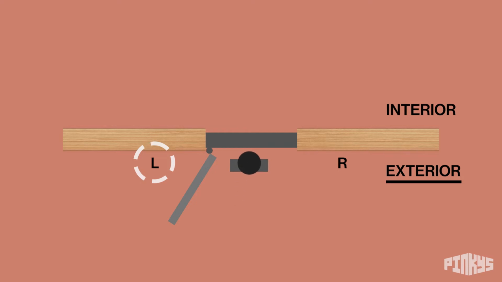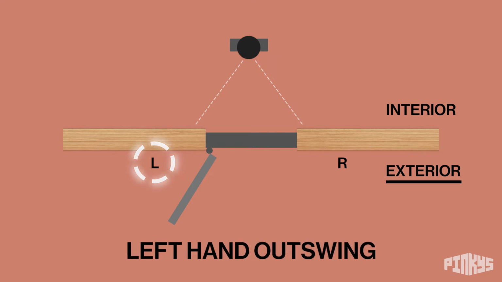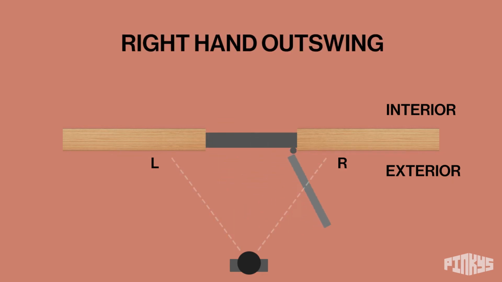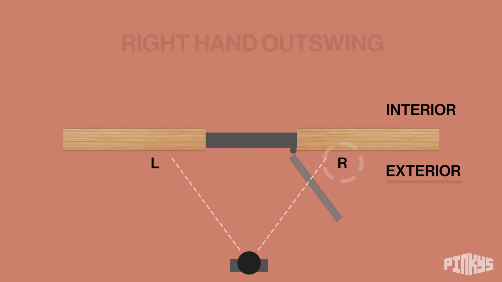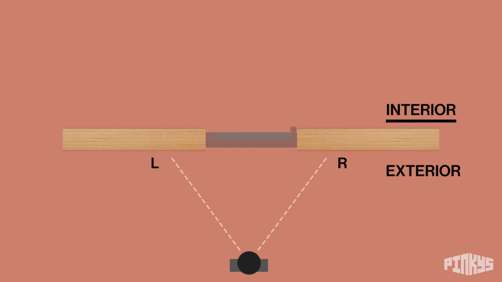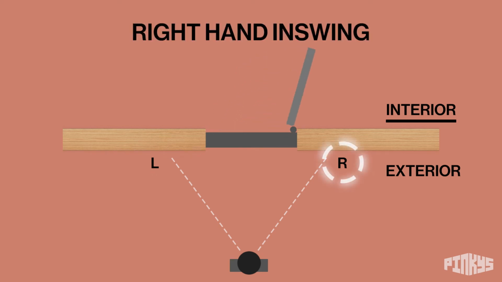If you stand on the inside of this door and look how it opens, you may think that the naming may change based on your perspective. But this is still a left-hand outswing because the name is always in reference to the exterior view. A right-hand outswing would look like this. Here's a left-hand inswing. And finally, this is a right-hand inswing.